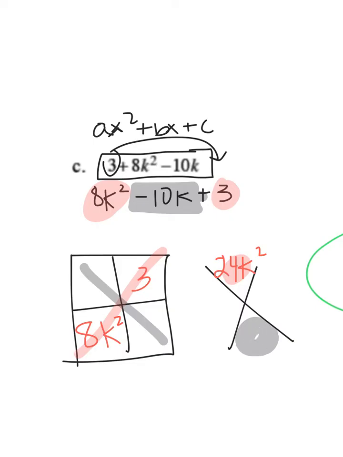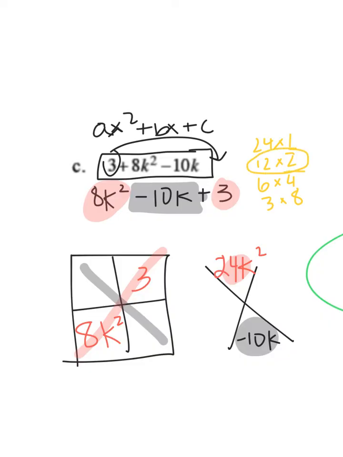So that goes in the bottom of our rectangle, negative 10k. Then we're asking ourselves what two numbers multiply to 24 but add to negative 10. Sometimes it's helpful to make a little list. 24 is 24 times 1, 12 times 2, 6 times 4, 3 times 8, and I think that's it. So which one of these could add up to negative 10?